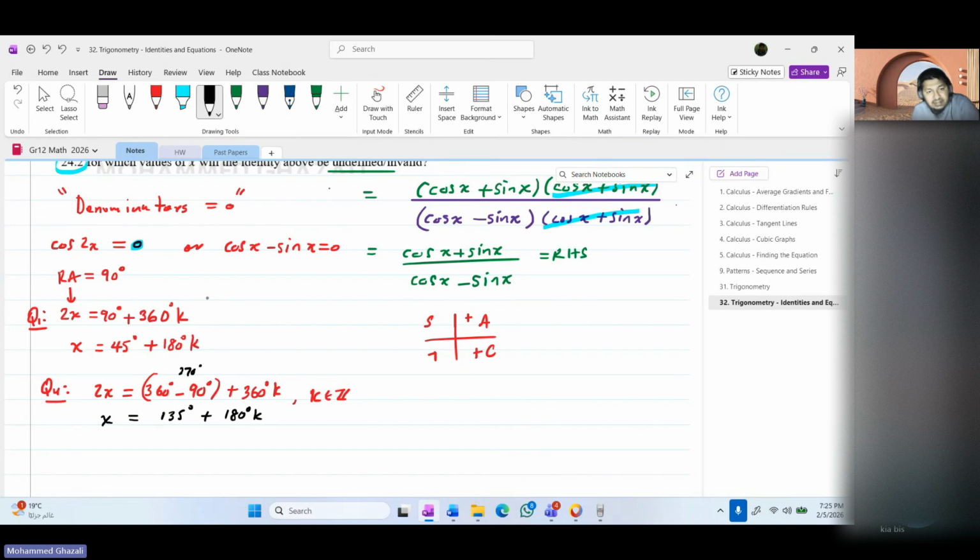For these values of x, that will become undefined. And this one is easy because cos x equals sin x. We only have one general solution because it's tan, okay? We're going to convert it to tan when you have sine and cos mixture. So you're just going to say sin x is equal to cos x, divide both sides by cos, right? So you got tan x is equal to 1. Reference angle is 45, okay? So x is equal to 45 degrees plus 180K.